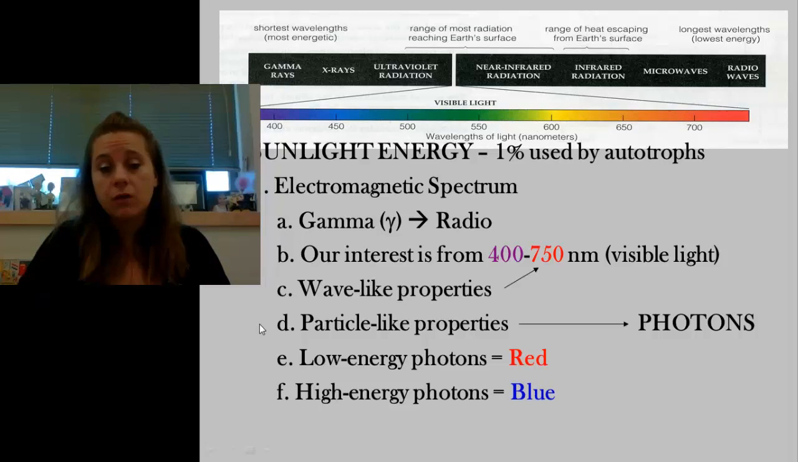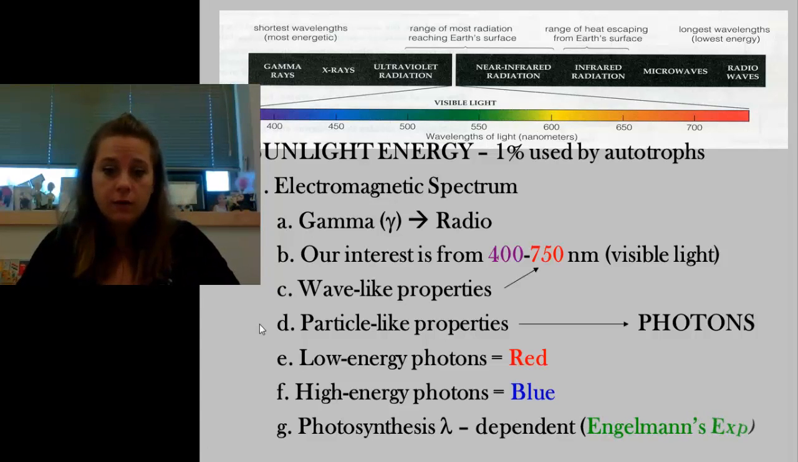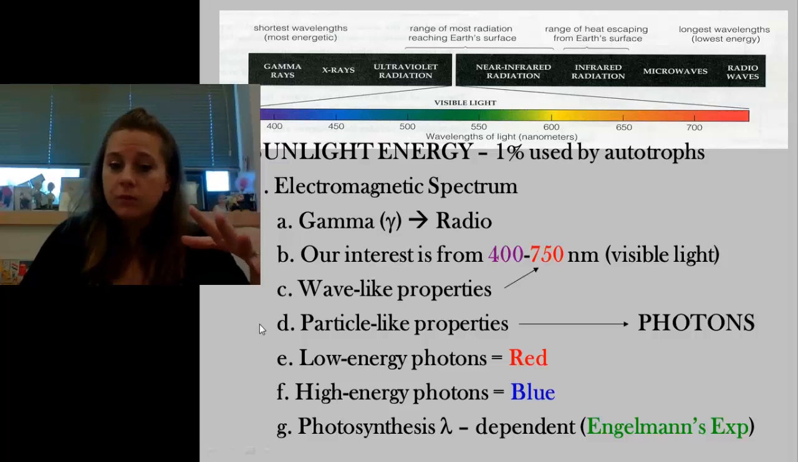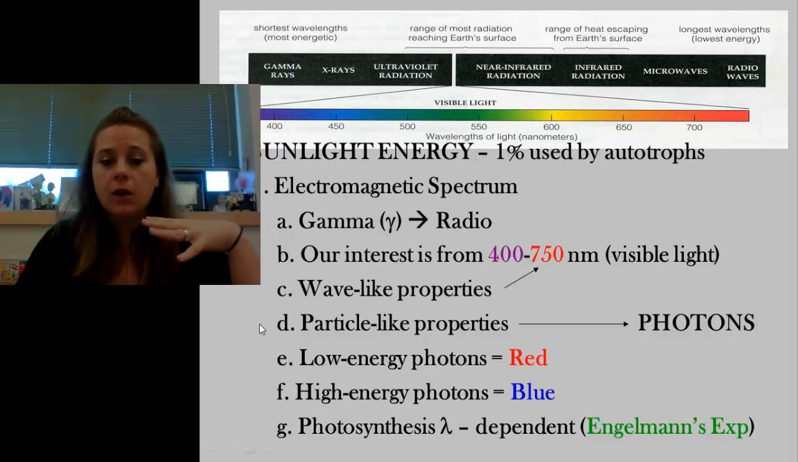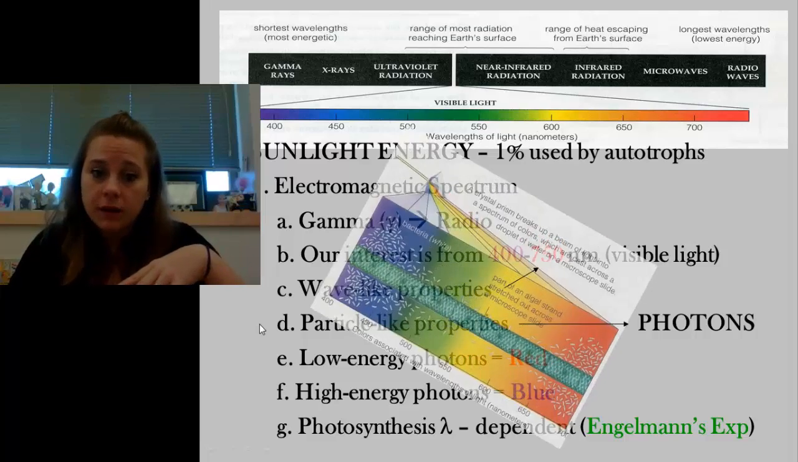At least I should say chlorophylls like the reds and blues primarily. They do not like to absorb green light. Okay, so what I want to show you is an experiment that was done by Engelmann that helped us understand what particular wavelengths of light plants really liked to use.